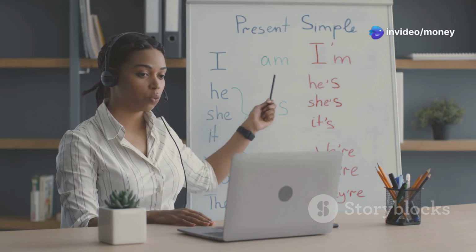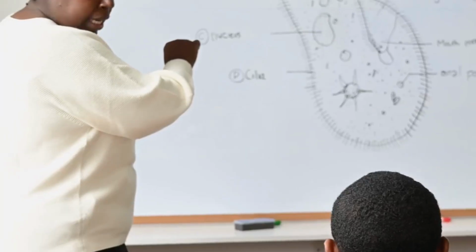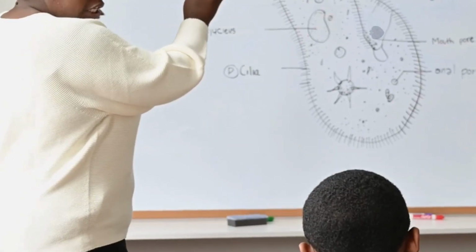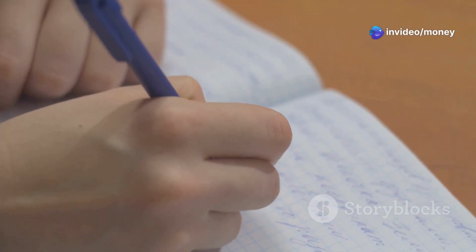Beyond these three main tenses, we also have aspects. Each tense can be further described by its aspect. The four common aspects are simple, continuous, also called progressive, perfect, and perfect continuous. These aspects give more information about the action or state.